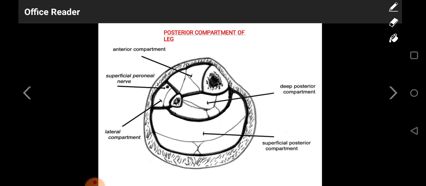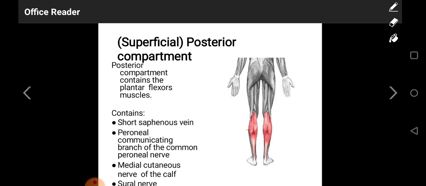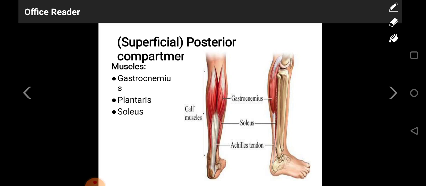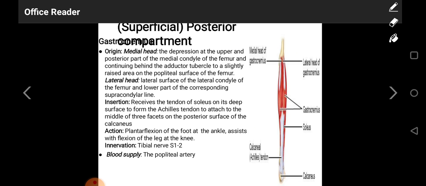Then we come to the posterior compartment of the leg. Here we can see the posterior compartment is subdivided again into the superficial and the deep posterior compartment. The superficial posterior compartment includes the short saphenous vein, the peroneal communicating branch of the common peroneal nerve, the medial cutaneous nerve of the calf and the sural nerve. The innervation in the posterior compartment is by the tibial nerve. The muscles over here are gastrocnemius, plantaris and the soleus.